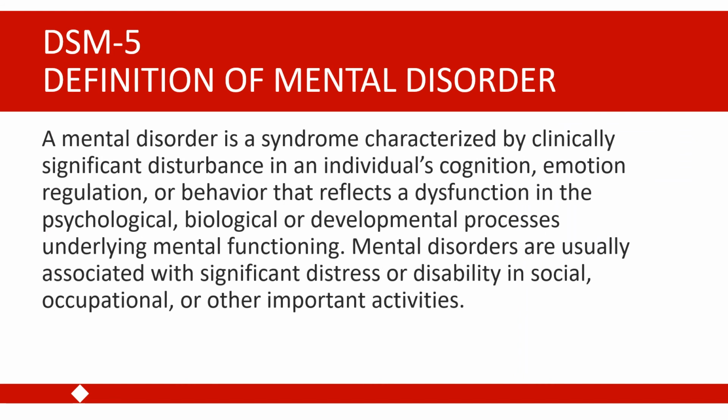So we'll wrap up by talking about the DSM-V and how the DSM-V defines mental disorders. So in the DSM's own words, a mental disorder is a syndrome characterized by clinically significant disturbance in an individual's cognition, emotion regulation, or behavior that reflects a dysfunction in the psychological, biological, or developmental processes underlying mental functioning. Mental disorders are usually associated with significant distress or disability in social, occupational, or other important activities.